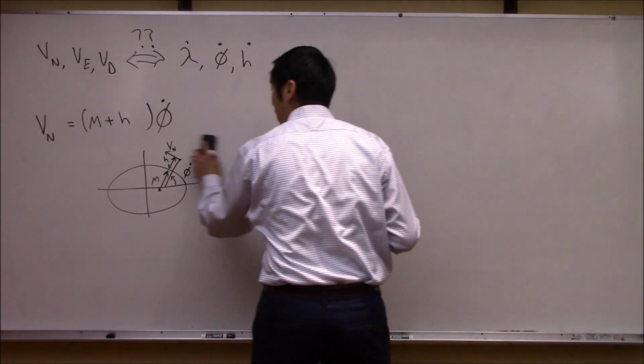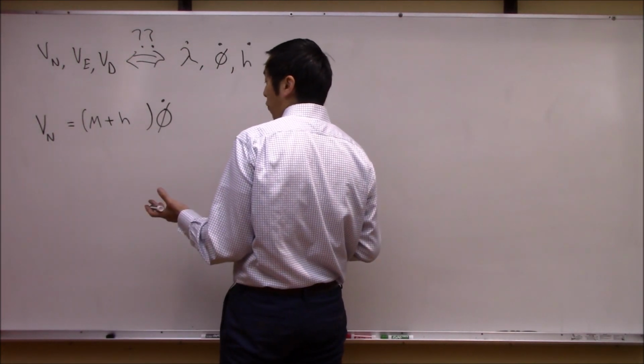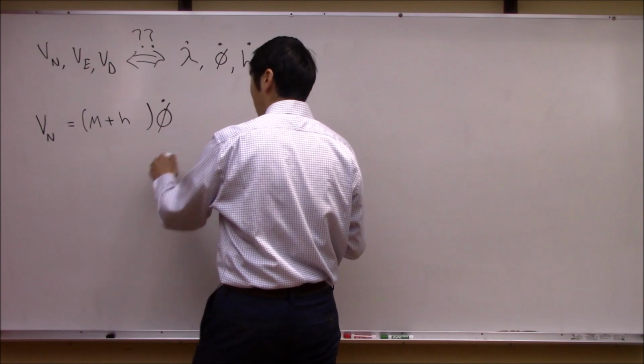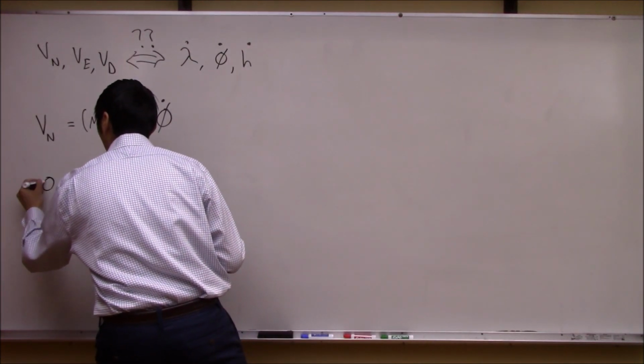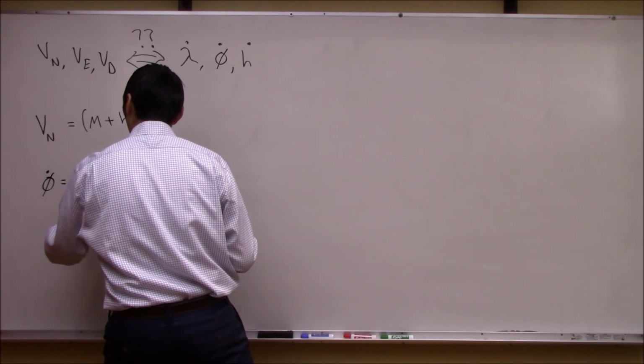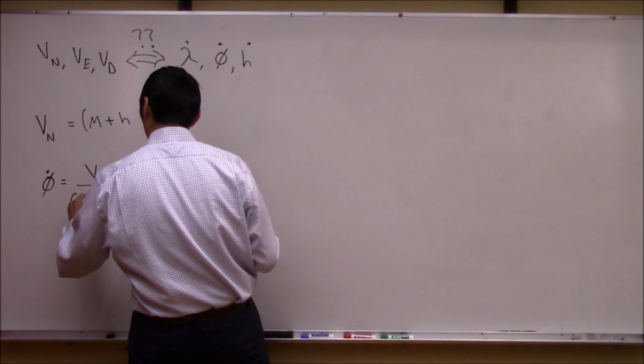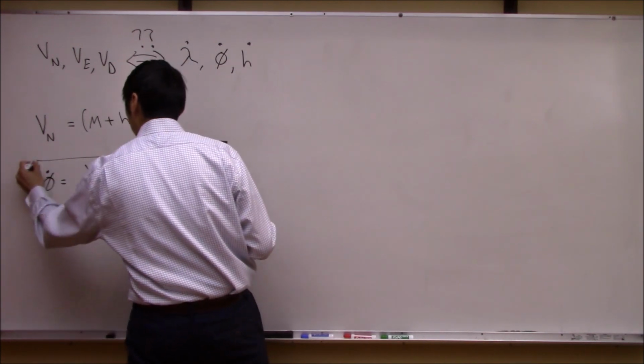So this is pretty helpful. A more helpful form of this is to solve this for phi dot. So phi dot is equal to velocity north all over the meridian radius of curvature plus the geodetic altitude. Okay, so let's box this up.